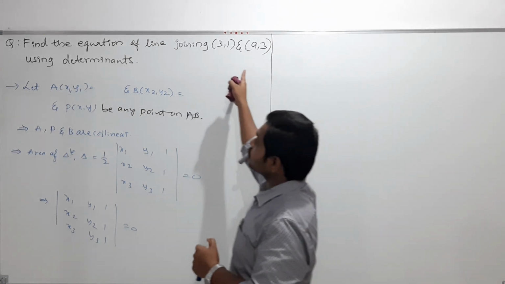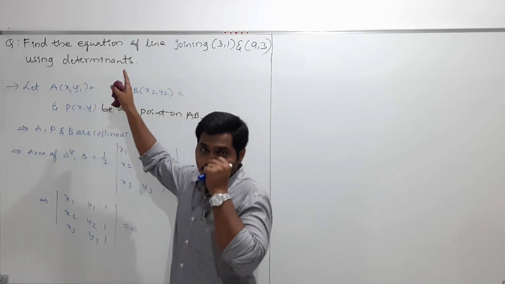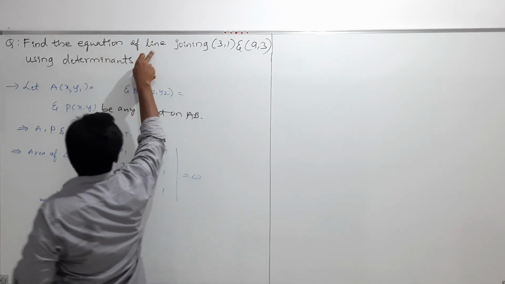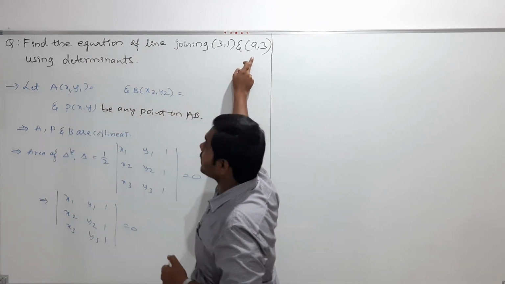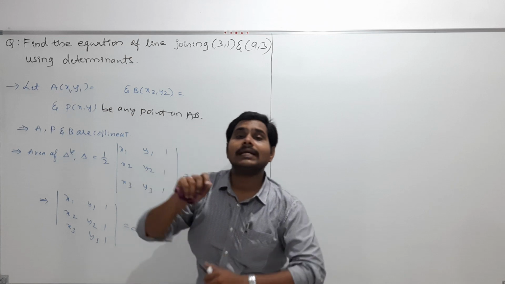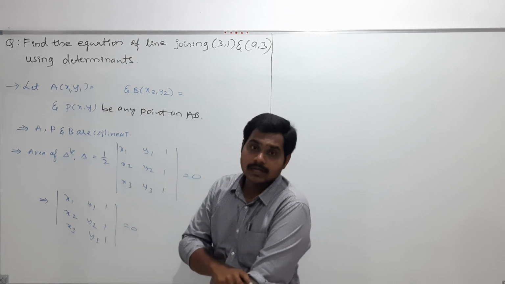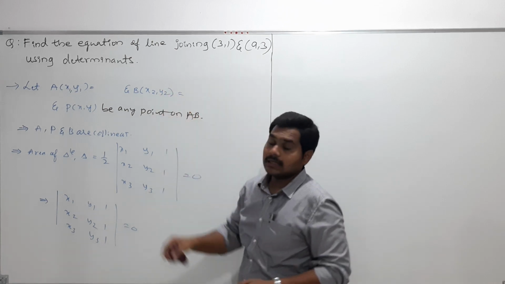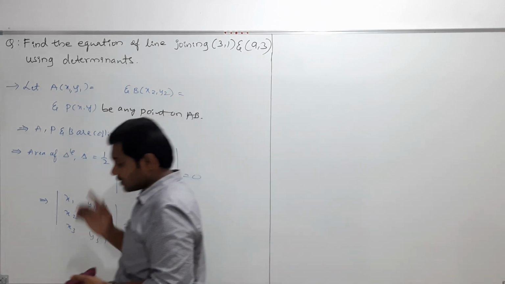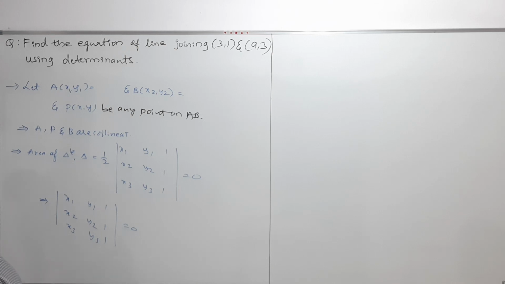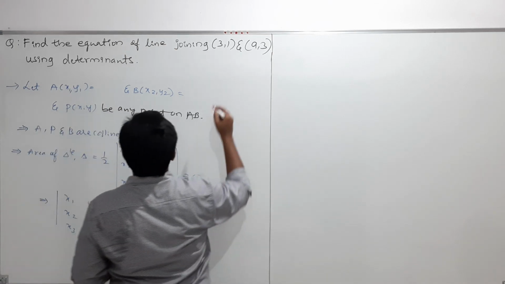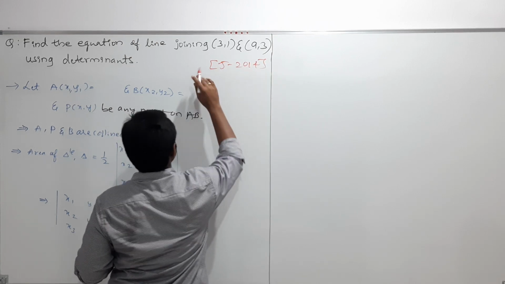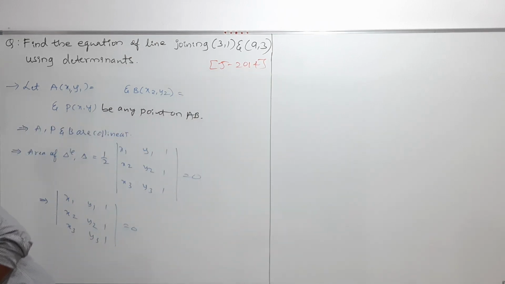Yes, then the next question I wrote on the board, my students. It is also a similar type of question. Find the equation of the line joining 3, 1 and 9, 3 using determinants. The only difference from the last question is that they changed the points. I think this question was asked in June 2014. Very important. Such types of questions will be asked in your annual examinations.